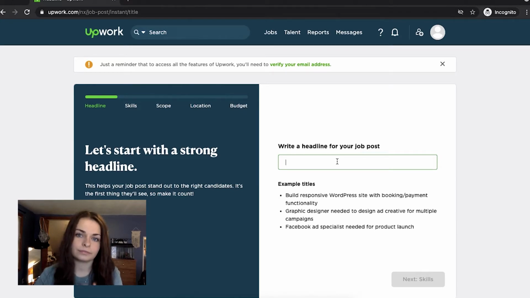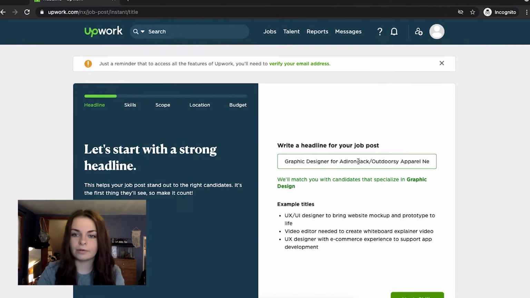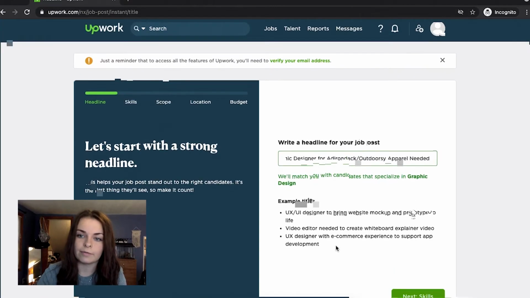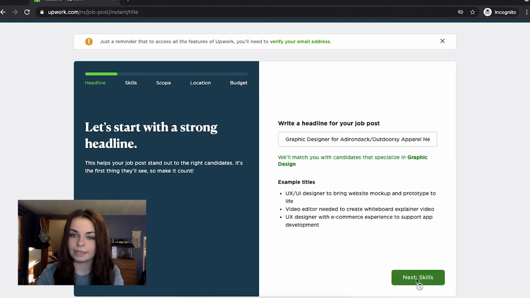Alright, so now we're getting to the job post. Write a headline for your job post. In this headline, you're going to want to write what kind of freelancer you're looking for, in this case a graphic designer. Then you're going to want to write what kind of store your store is, and what kind of products your store makes. So here's an example. Straight to the point with a lot of information. Graphic designer for Adirondack/outdoorsy apparel needed. That's the theme of my store, and that's exactly what I need.